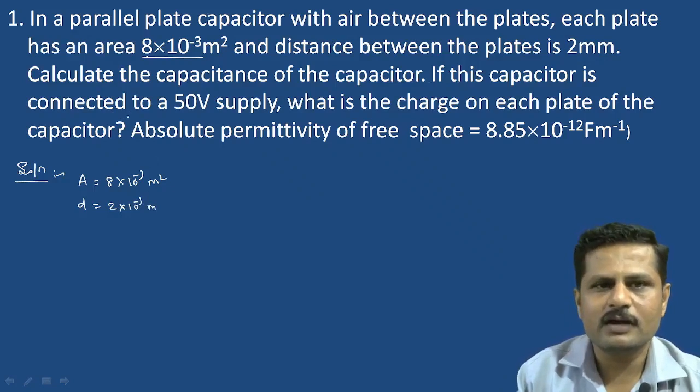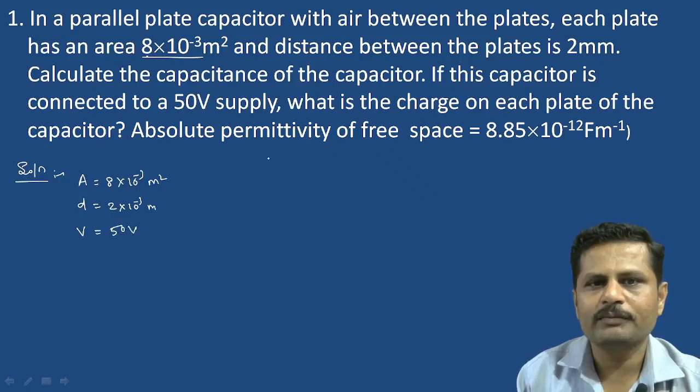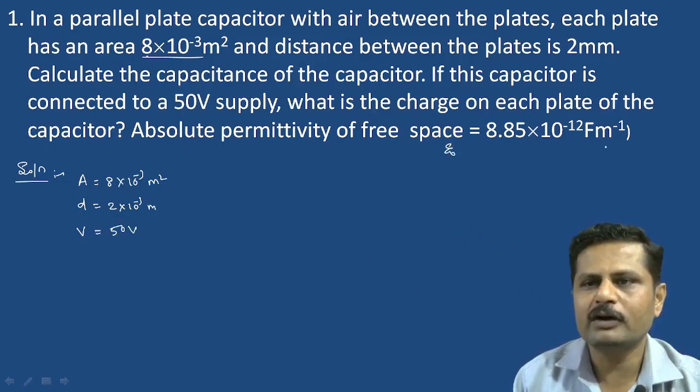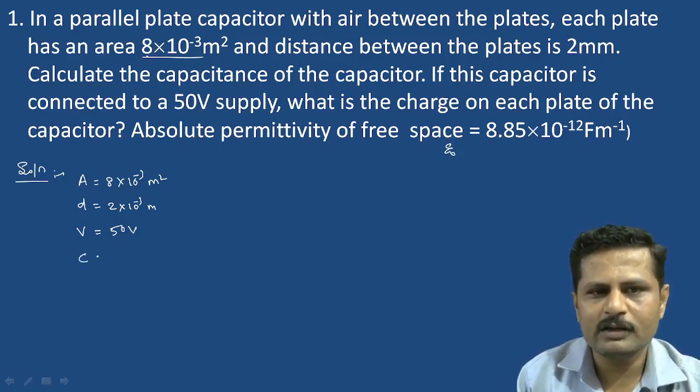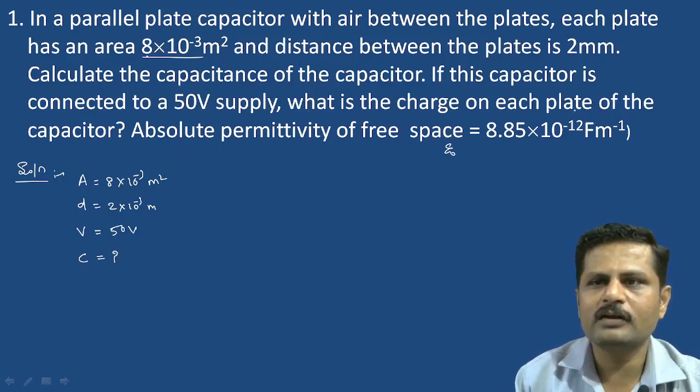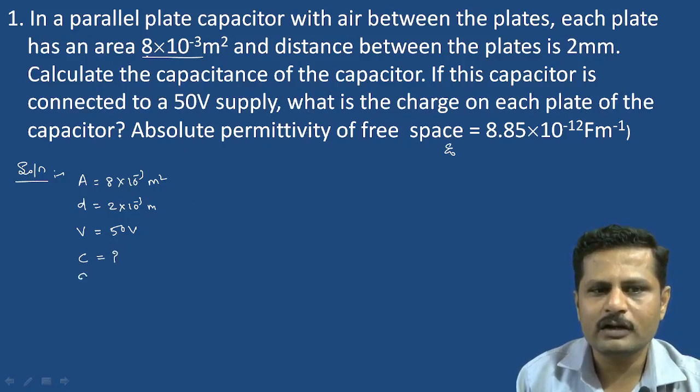If this capacitor is connected to a 50 volt supply, that is V equals 50 volt, what is the charge on each plate of the capacitor? We have the absolute permittivity of free space, epsilon naught, which is 8.85 into 10 raised to minus 12 farad per meter. So we need to calculate the capacitance C, and the charge on each plate when it is connected to a 50 volt supply.